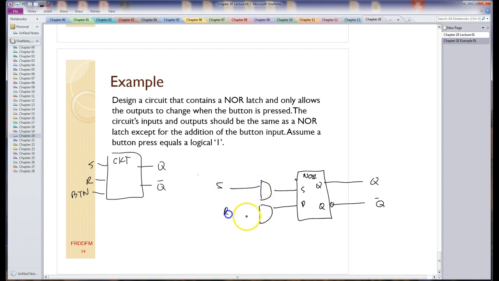I got S and R. You've seen this one before, in that the button controls the input to these two AND gates here. So if the button's not pressed, the output of these two gates is 0. If the button is pressed, it allows S to appear here and R to appear there, and it acts like a normal latch at that point. And I think that's the whole circuit right there. It's kind of a little trick. You've seen this before. It's really common. Get used to it.